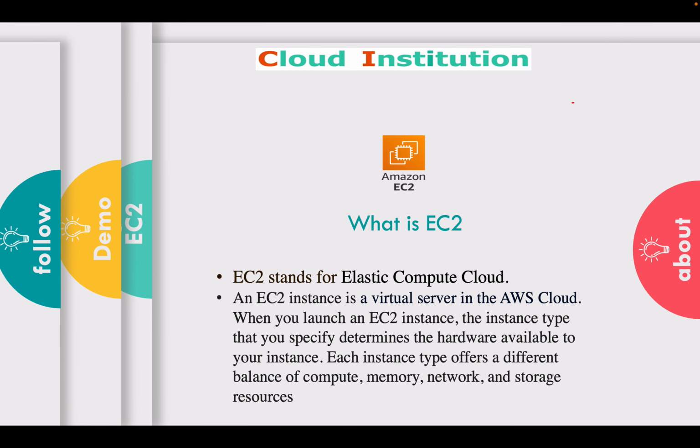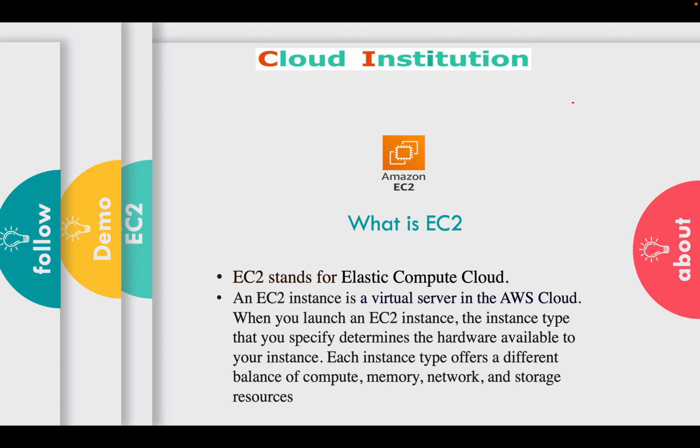We already saw in the last video what EC2 stands for. EC2 stands for Elastic Compute Cloud. So what is this Elastic Compute Cloud? An EC2 instance is a virtual server in the AWS cloud, which in short means a virtual machine that can be created on the cloud. Whenever you launch an EC2 instance, the instance type you specify determines the hardware available to your instance. So this is a very important service in AWS, right?